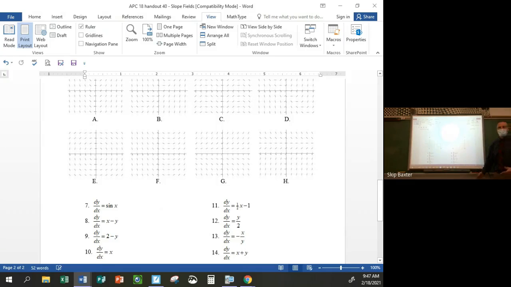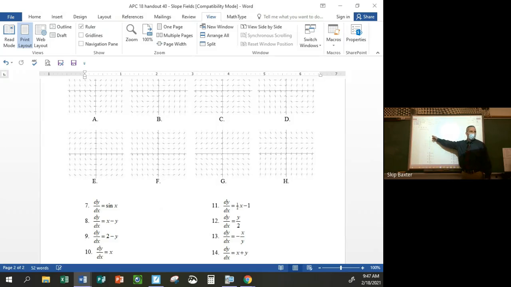Okay. So again, I'm going to do the same strategy here. For example, if I look at this first slope field, I see that everywhere along the y-axis, it's 0, right? So that means whenever x is 0, this differential equation should be 0. So that rules out a lot of them, right? The only one here that is equal to 0 when x is 0 is that one. So that has to be 10.